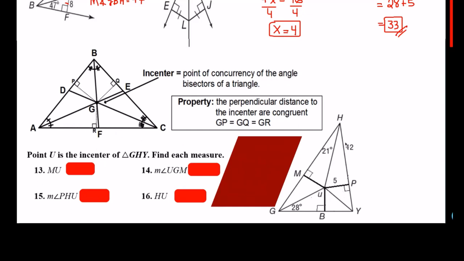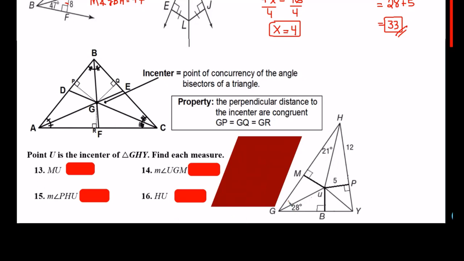So here we have this drawing, okay, and we know that point U is the incenter, and we're asked to find different values on this triangle. So let's look here for a second. We know that this is the incenter, so that means that these must be the angle bisectors, because the segments that connect the vertex to the incenter are the angle bisectors.